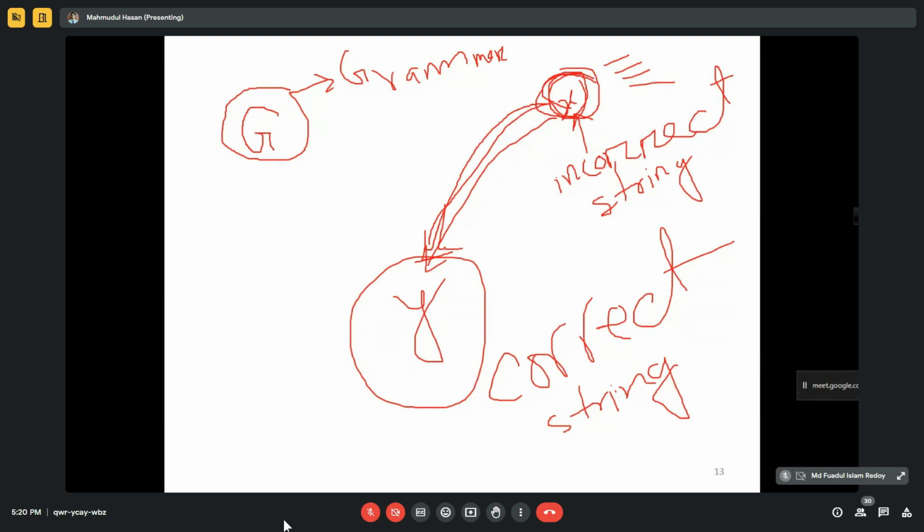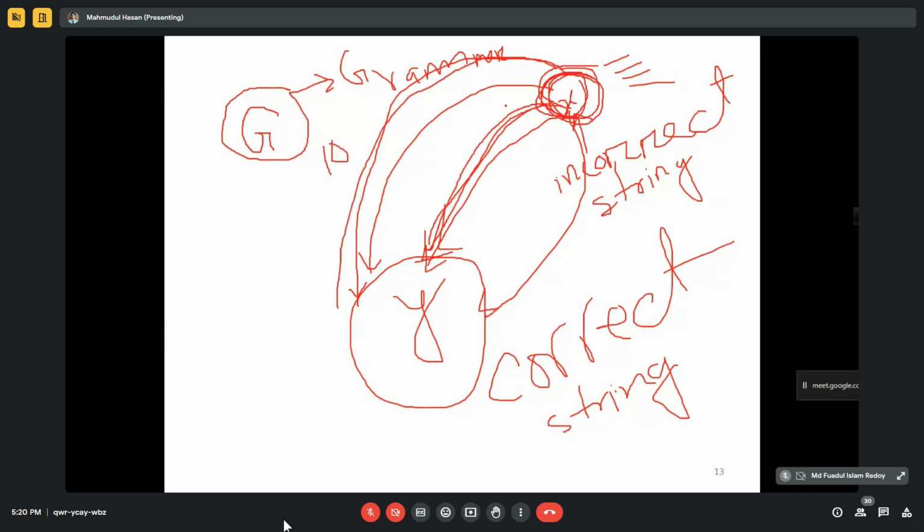Suppose you can solve a math problem in different ways. Suppose you convert from X to Y in different ways. Suppose this is one way, this is another way, this is another way. If you follow this path, it requires 10 operations. This one requires 8 operations. This one requires 3 operations. This one requires 6 operations. So you can convert incorrect string X to correct string Y in different ways.